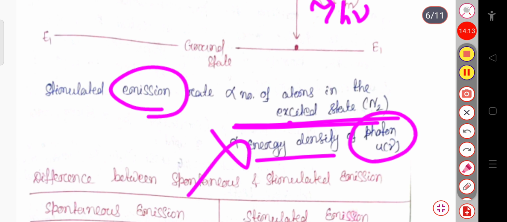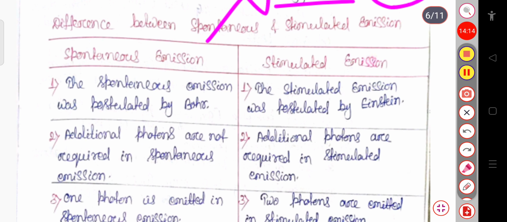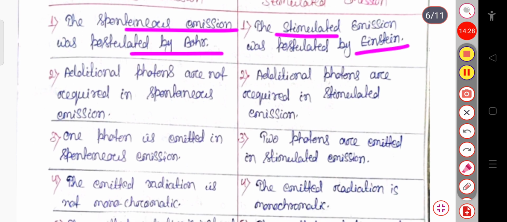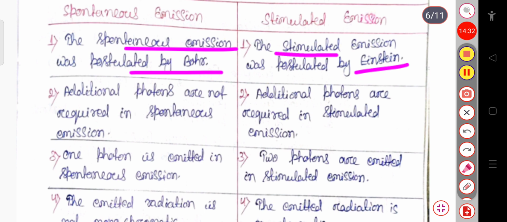Now we will see the difference between spontaneous emission and stimulated emission. Spontaneous emission was postulated by Bohr, whereas stimulated emission was postulated by Einstein. The second difference is that additional photons are not required in spontaneous emission, so we are not giving any additional photons to excite the atom. But in stimulated emission, we need additional photons to stimulate the atom.